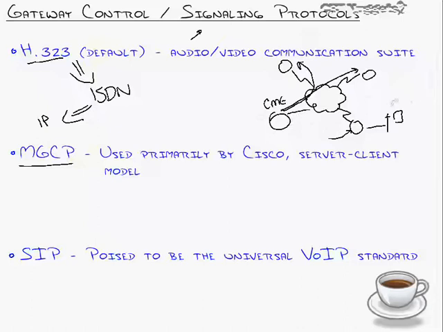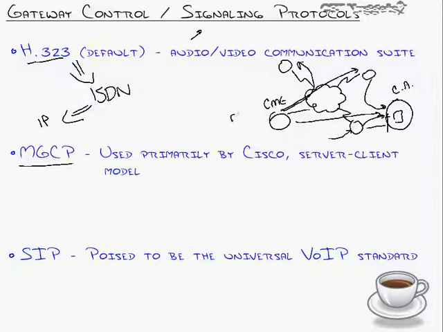With MGCP, I can put a server here. Cisco calls it a call manager, but the industry standard says this is a call agent. This is kind of your server of the network. And all of the routers become like dumb terminals. There's very little configuration that you have to put on them. They just all look to the call agent for their intelligence.